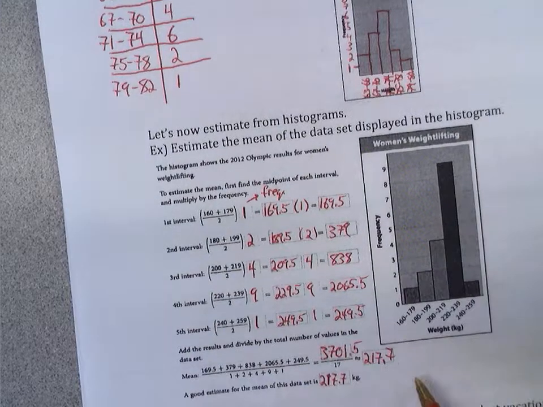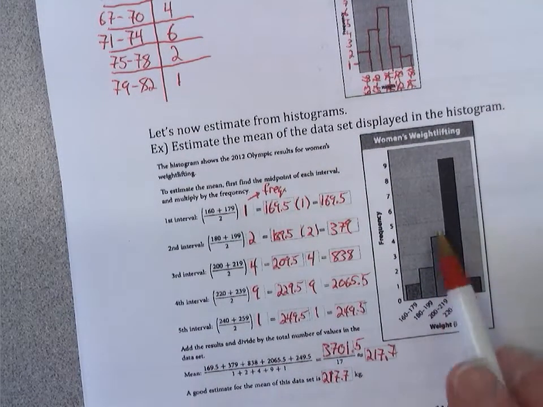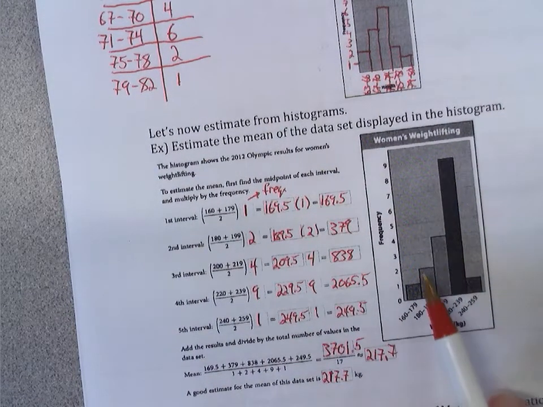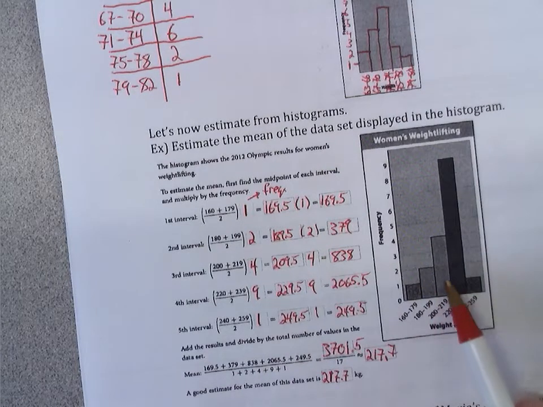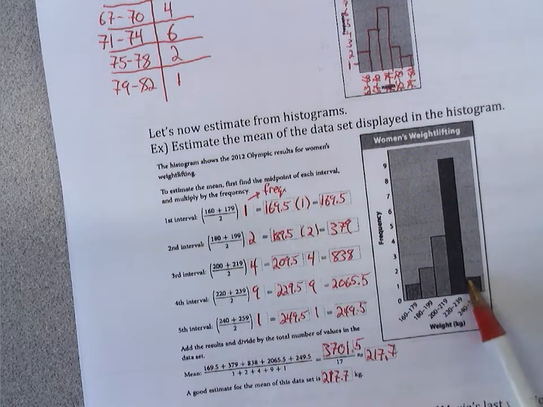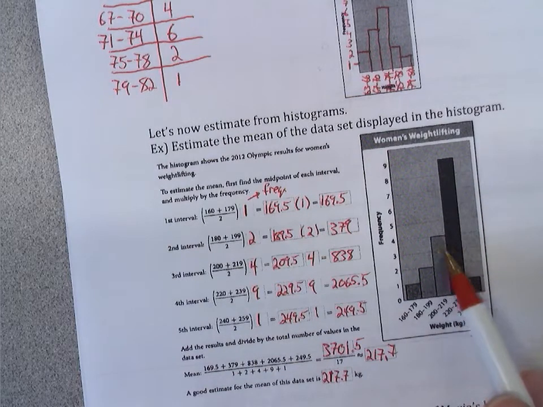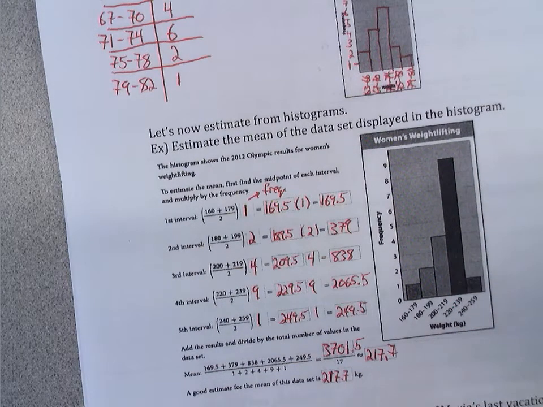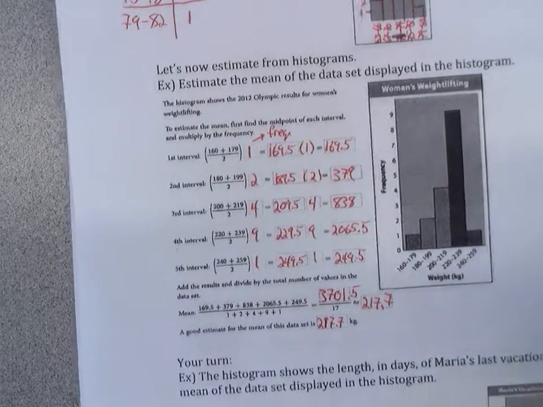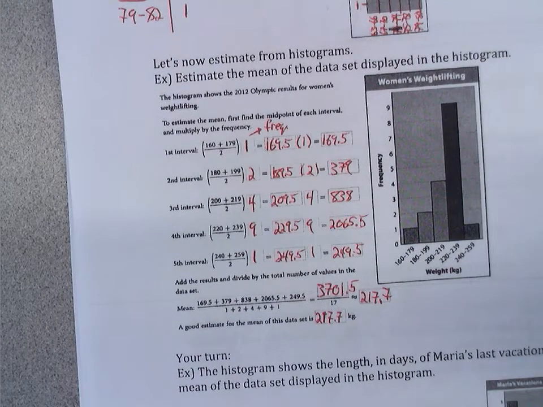So a good estimate for the mean of this data set is 217.7. So somewhere around here, and this is the average is somewhere around here because we have plenty of values on this side and not as many over here, but we do have this one big one here. So the average is actually somewhere around here where that average would be, okay? And that's how we can calculate an average from a histogram.